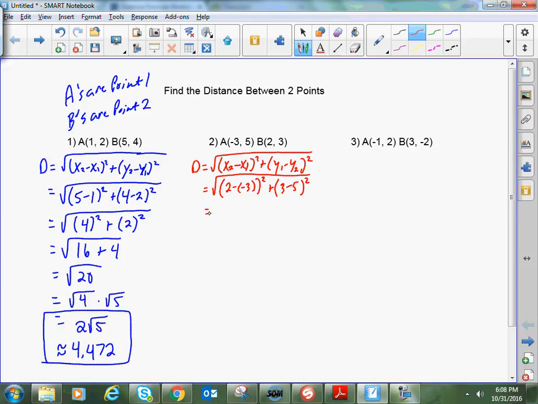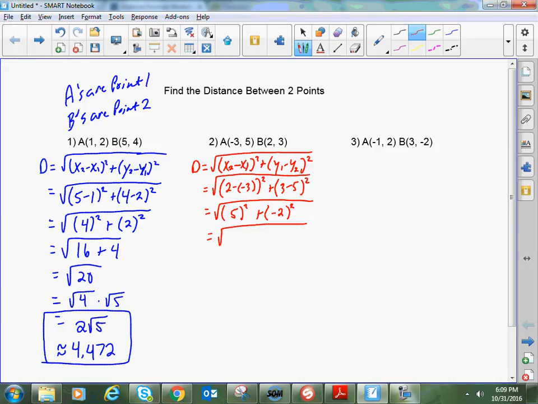Do your order of operations. Inside of the parentheses, 2 minus negative 3 is going to give me 5. And in the other parentheses, we're going to get 3 minus 5, which will give me a negative 2. Now remember, when you square a negative number, you're basically saying a negative number multiplied by itself. So anytime you square a negative number, you should get a positive answer.